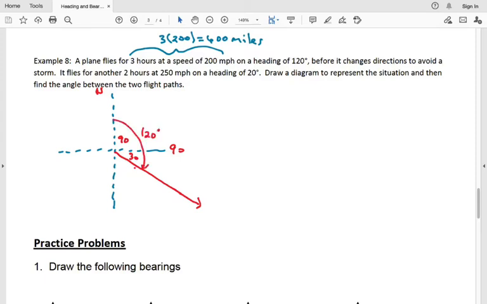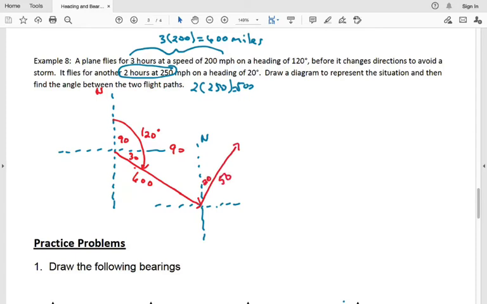Okay, so after he has flown 600 miles, he then just has to change directions. So now we're going to draw another north and south axis, west and east. And now we're going to go for 2 hours at 250 miles per hour. So that means that we're going to fly another 500 miles. Okay, on a heading of 20 degrees. So from the north axis here, we're going to go 20 degrees. So that's about right here. That's 20 degrees right there. And we're going to go 500 miles in that direction.